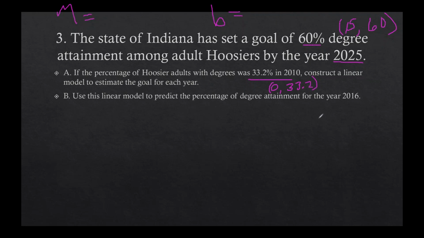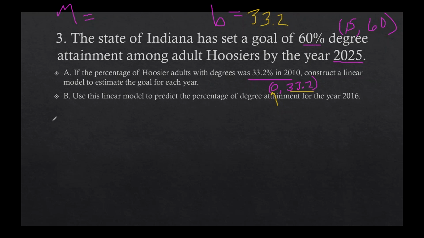Would it be 33.2? It would be 33.2. Remember, the y-intercept is always the y value when x equals 0. So it's just 33.2. That's it. And it's positive, which is a good thing. Okay, so then we go to the slope. So we need to find slope.